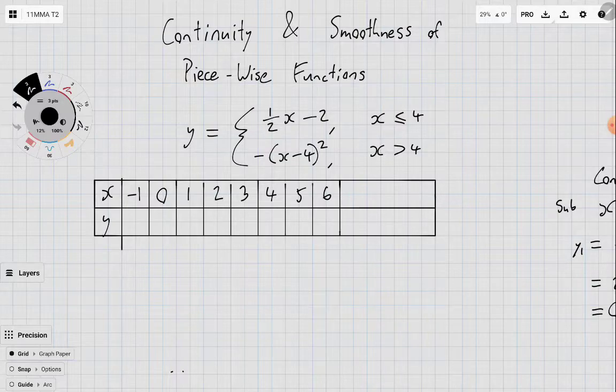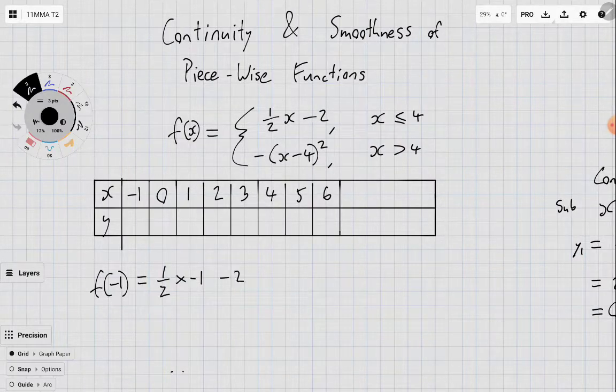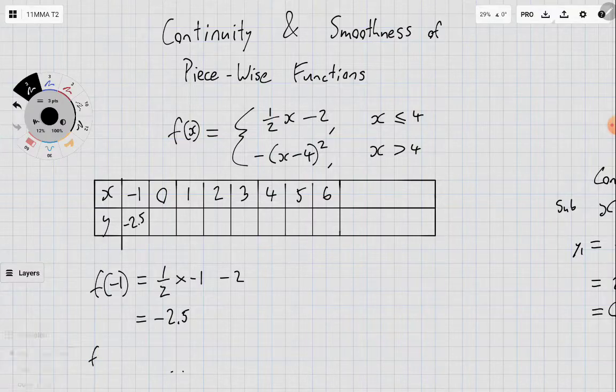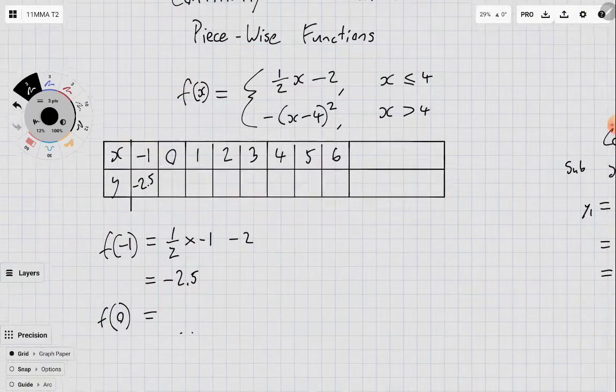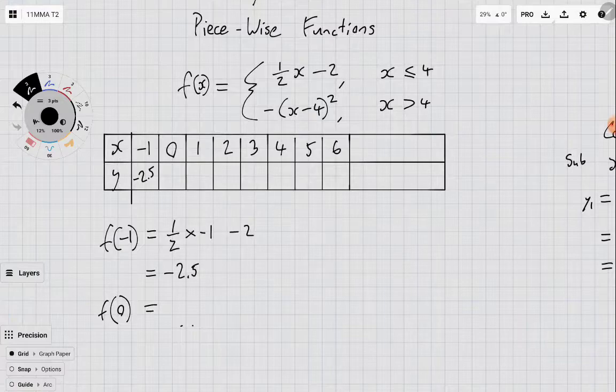So let's try it. Actually, let's use function notation. Let's change this to f of x, okay? So f of negative 1, well, negative 1 is less than 4, so we're substituting it into y1. A half times negative 1 minus 2, negative a half minus 2 is negative 2.5. For f of 0, we're still substituting into the same function, so it's going to be a half times 0 minus 2, it's negative 2.